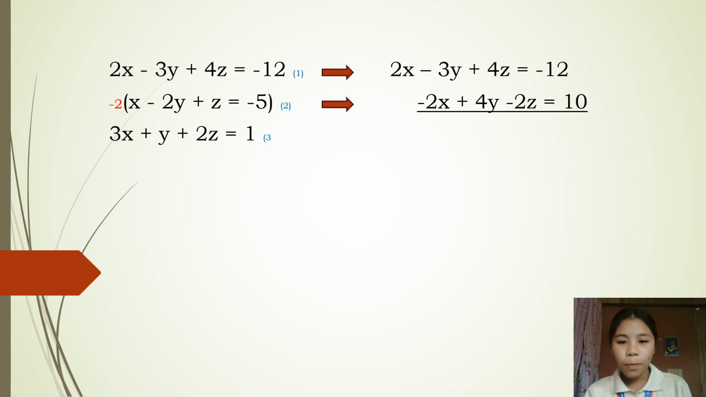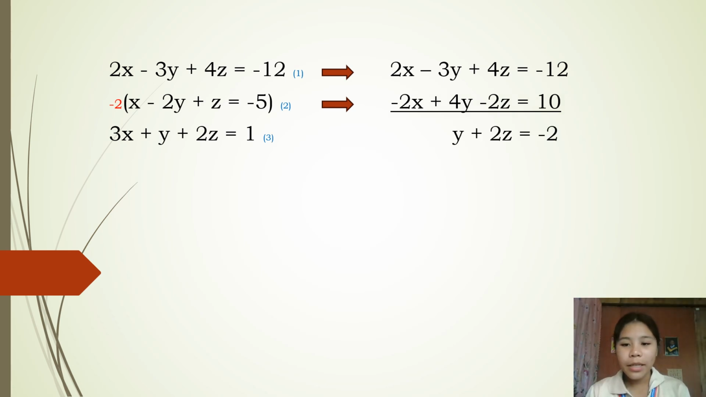Then next, we're going to add this to equation 1. So we get y plus 2z is equal to negative 2. It's because 2x plus negative 2x is equal to 0, so we cancel out this one. Then negative 3y plus positive 4y is equal to y. Then positive 4z plus negative 2z is equal to positive 2z. And negative 12 plus 10 is equal to negative 2.